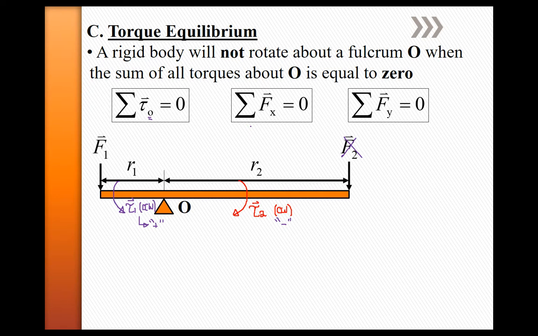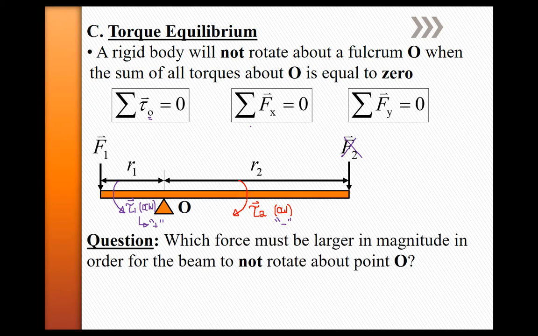Well, now we have size and now we have to worry about this. Okay, so quick question. Which force must be larger in magnitude in order for the beam to not rotate about point O? Okay, well, let's look at the torque equation.